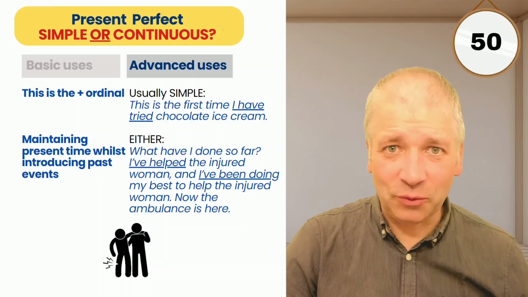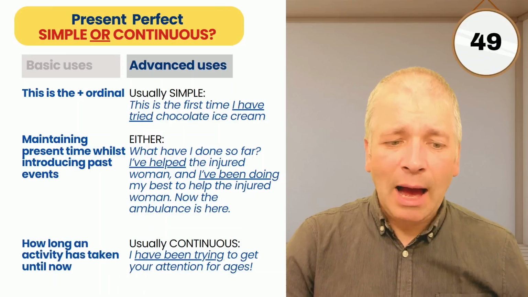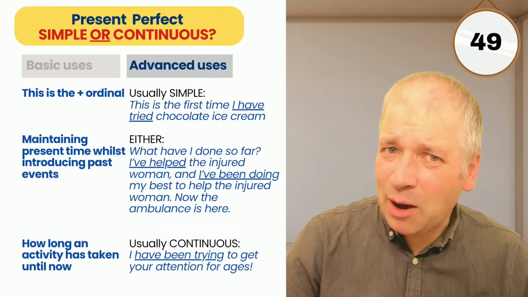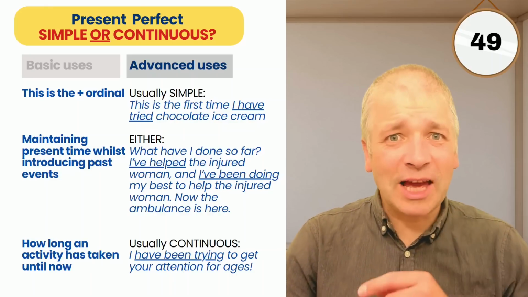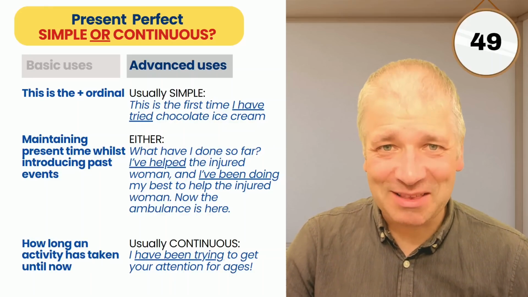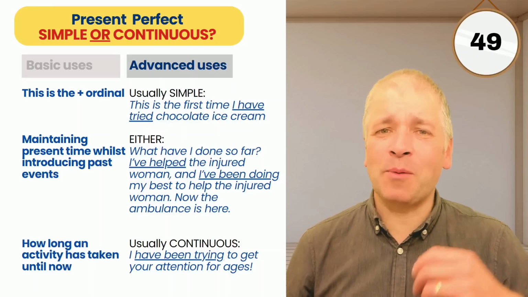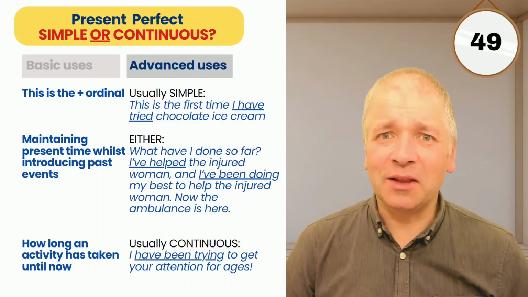Now the ambulance is here. See the present context. How long an activity has taken until now is commonly with the continuous form. I've been trying to get your attention for ages. For ages means from a time in the past until now.